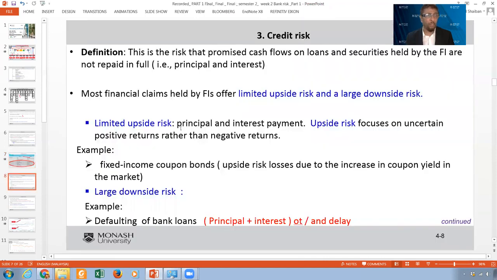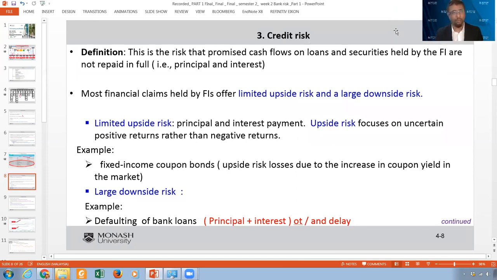Now, let me go to the next one, which is credit risk. Credit risk is the most common risk when we talk about banks, because the traditional activity of banks is giving loans. You can give loans or buy bonds or stocks from other companies as an investment, and those companies or customers default. So you give a huge loan, for example, to a business, and that business defaults.